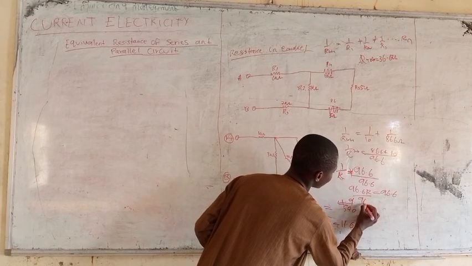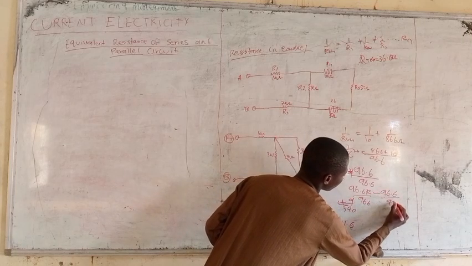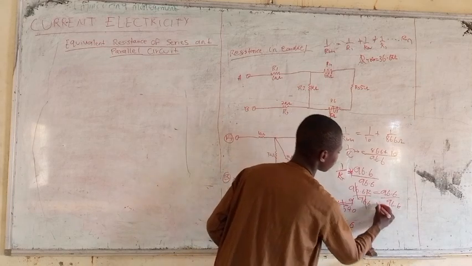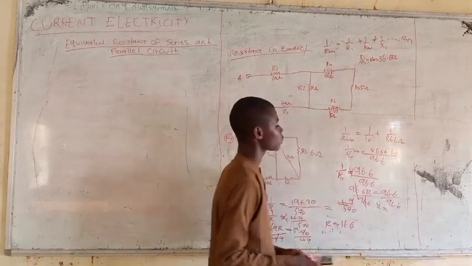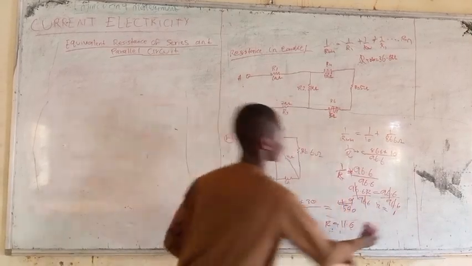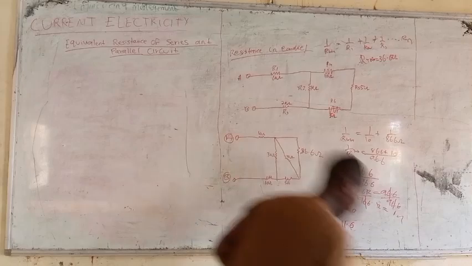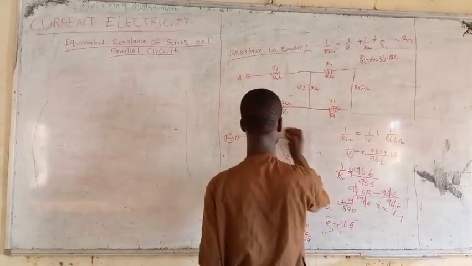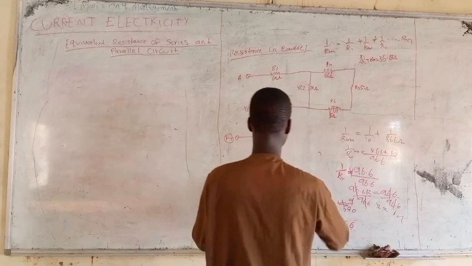Divide both sides by 96.6. The 96.6 cancels. R is equal to 96.6 over 96.6, which will give you 1. Therefore it's equal to 1 ohm. Okay, the parallel resistance between this and this is 1 ohm.